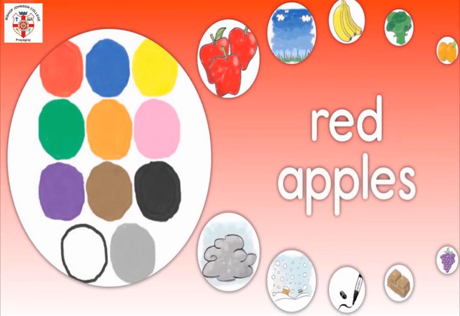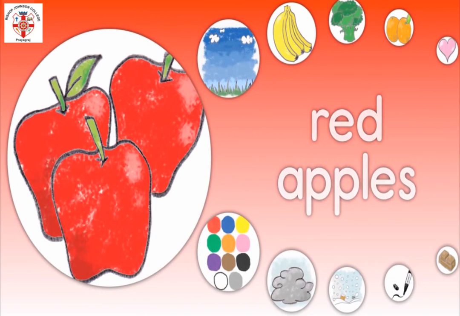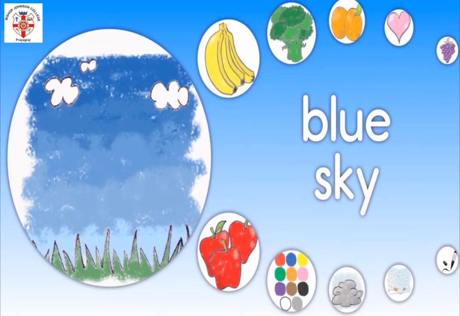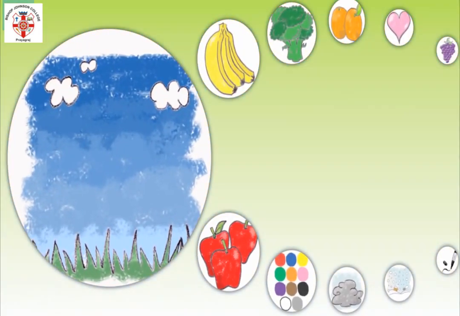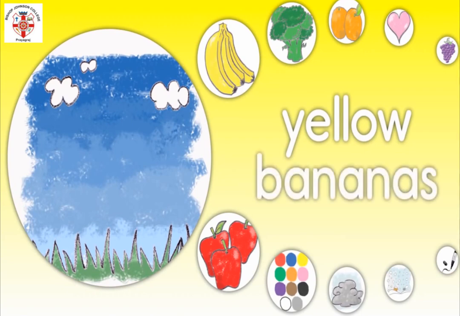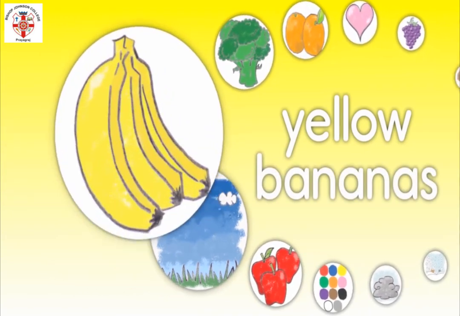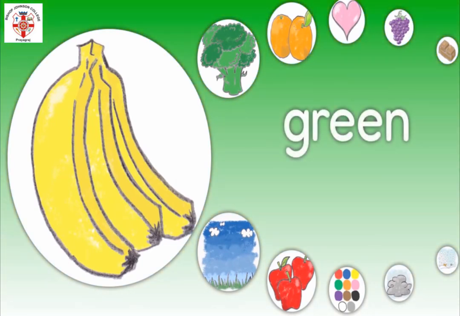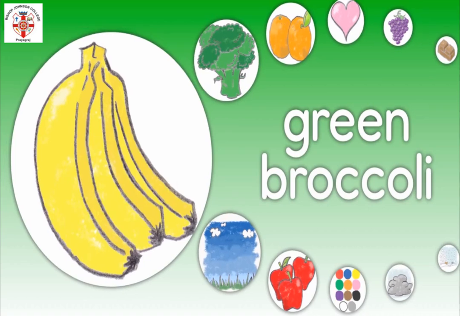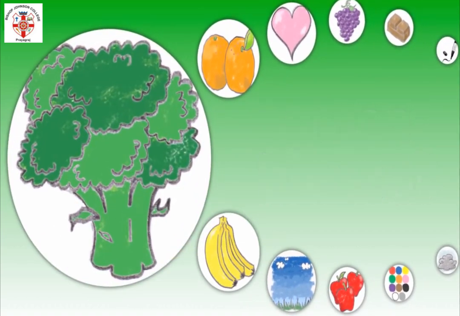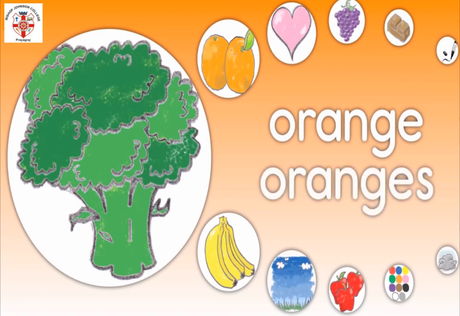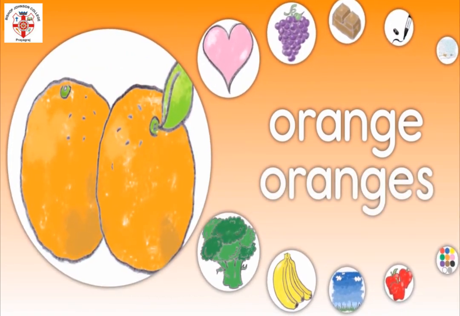Red apple. Blue sky. Yellow bananas. Green broccoli. Orange oranges.